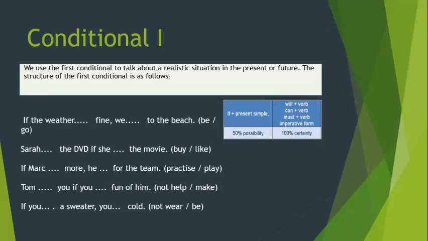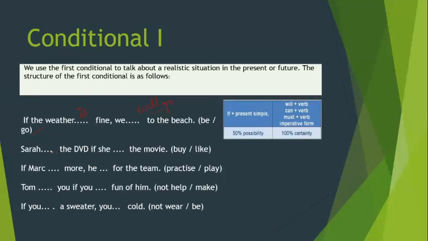We have studied that the first conditional is all about realistic situations. The construction of the first conditional is if plus simple present, and will, shall, can plus verb form. So your first sentence: if the weather is fine, we will go to the beach. Go is a verb and we have to use will.